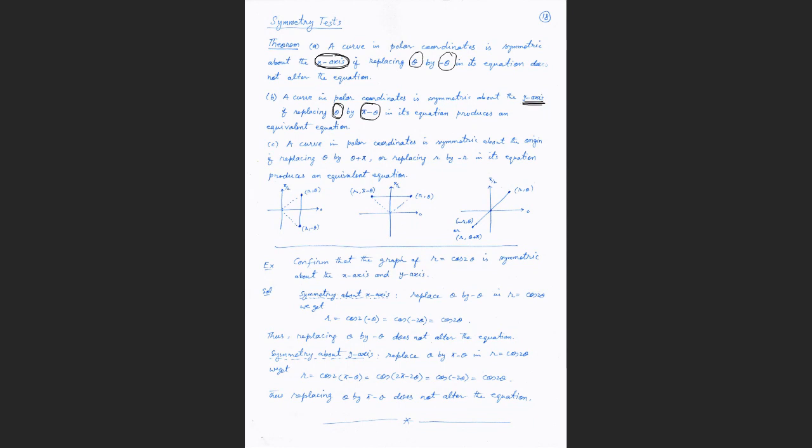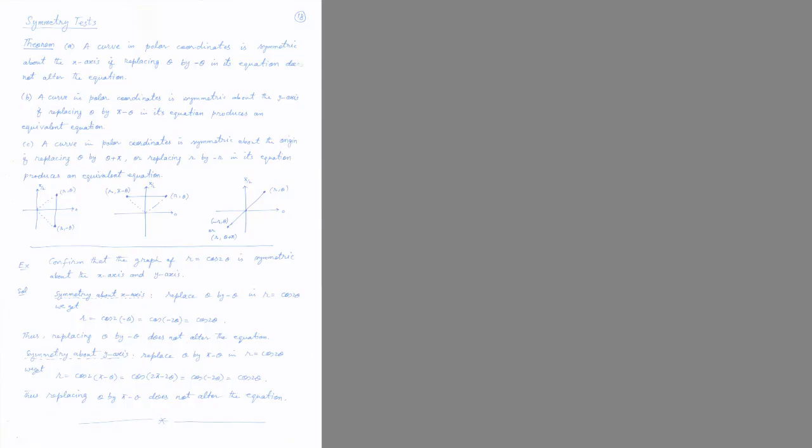along the y-axis. Okay, for the curve to be origin symmetric, theta changes to theta plus pi, or you can replace r with minus r. So there are three conditions for symmetry. The first condition is x symmetric, the second is y symmetric, and the third is origin symmetric.